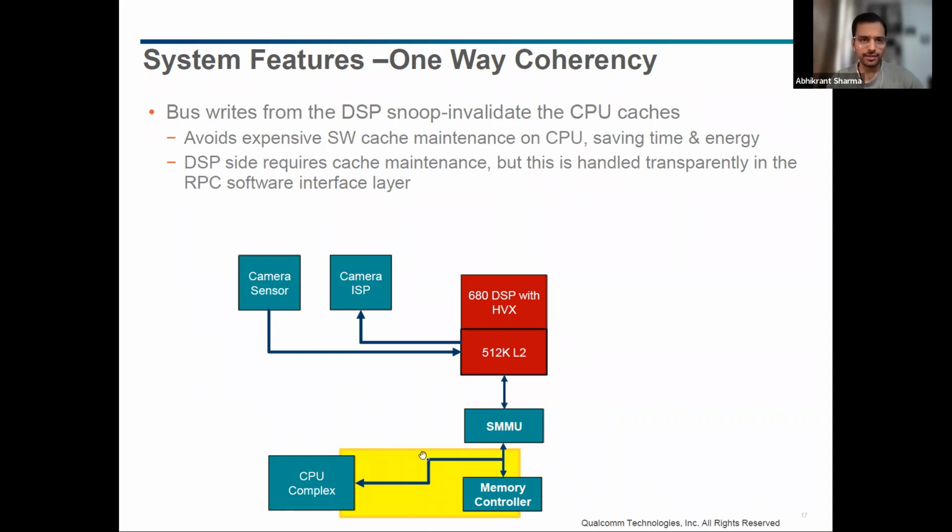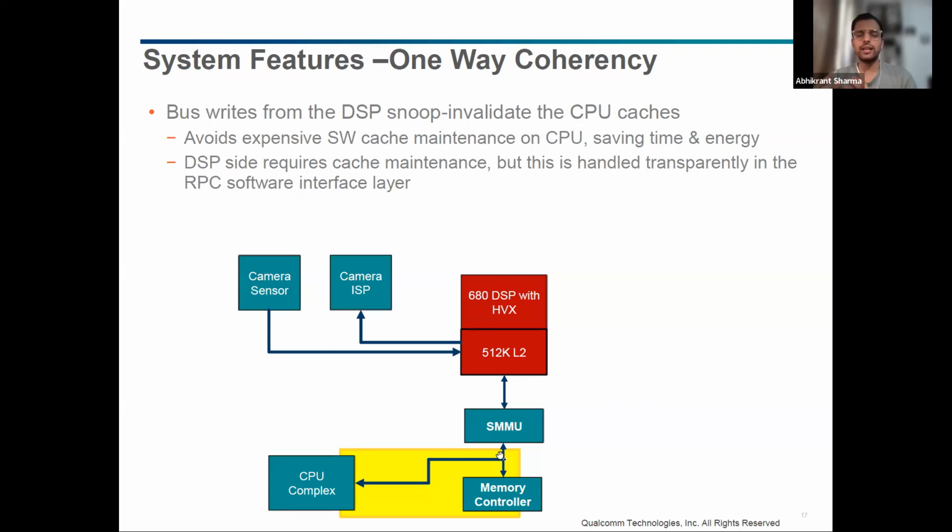And yeah, last we'll talk about the system level features, which take into account the one-way coherency. So basically the bus writes from DSP will invalidate the CPU caches. If you remember, I was telling you that for this operation the hardware is coherent in nature. But when we want to communicate between the CPU complex block and the DSP, these two blocks are not hardware coherent. So there needs to be some kind of cache flush and invalidation operation that needs to happen.